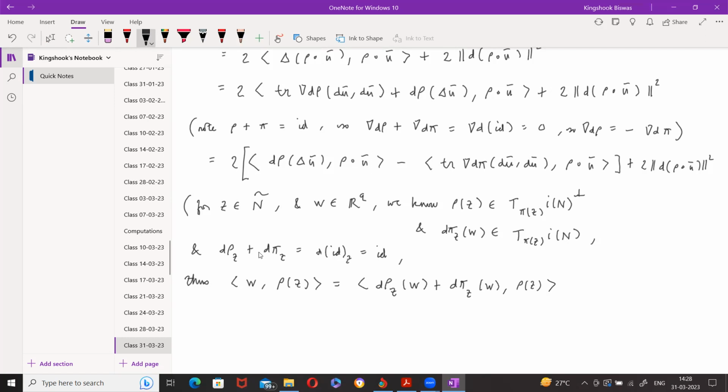But now this d pi at z of w belongs to the tangent space to the image of N at pi z, whereas rho z belongs to the orthogonal complement of that same tangent space. So this inner product will be 0, right? So therefore this becomes d rho at z of w, inner product with rho z. Is this clear?